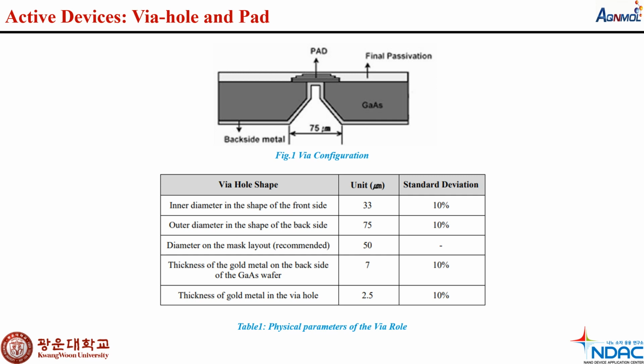The outer diameter in the shape of the back side, the unit should be 75 and the standard deviation should be 10%. And the diameter on the mask layout, the unit should be 50 micrometer and the standard deviation is mentioned here. And the thickness of the gold metal on the back side of the gallium arsenide wafer, the unit should be 7 micrometer and the standard deviation should be 10%. And finally, the thickness of the gold metal in the via hole should be 2.5 micrometer and the standard deviation is here 10%. So it's all about the via hole and pad.